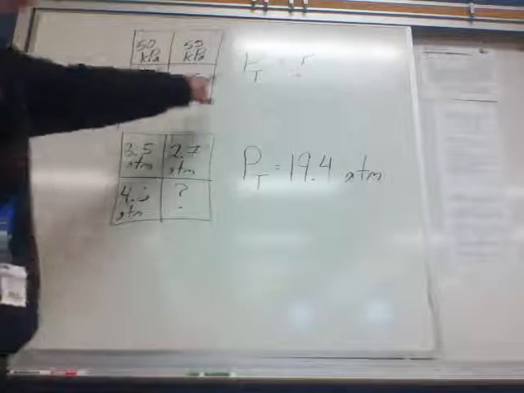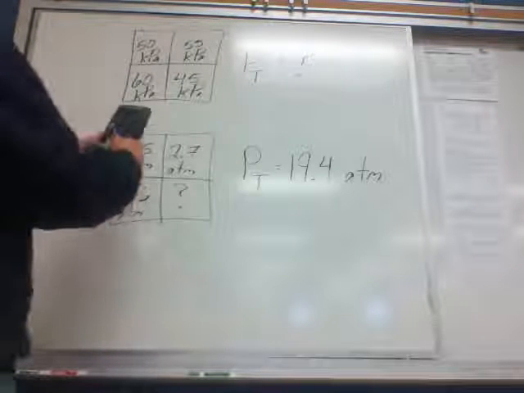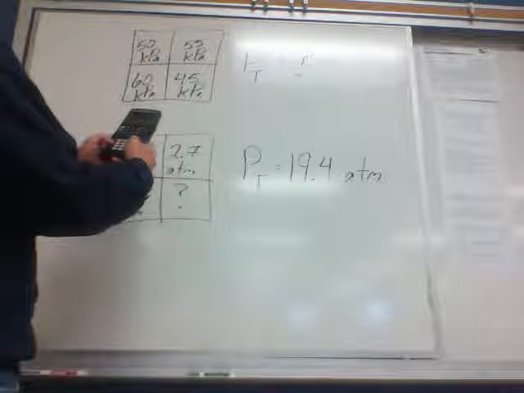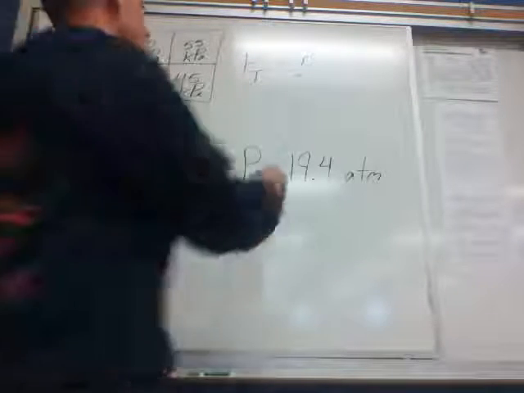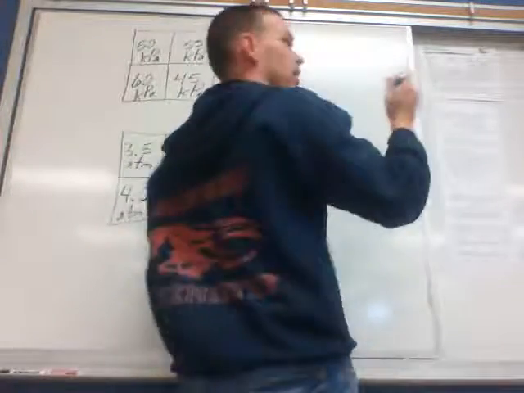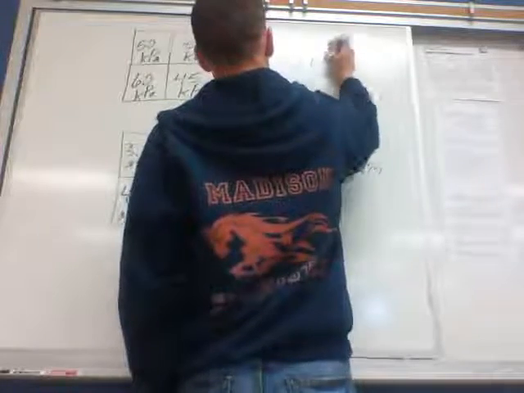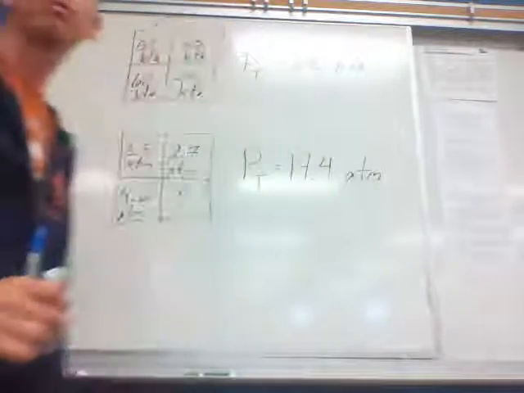To find my total pressure of the first system, I know I need to add up the partial ones. So 50 plus 55 plus 60 plus 45 gives me a total of, what did you get? 210. What are my units? kPa. All right. Remember, no naked numbers.